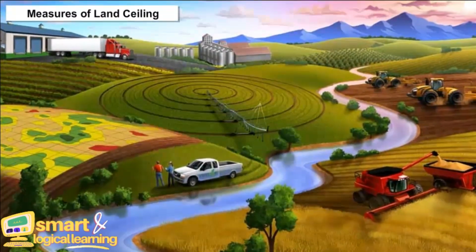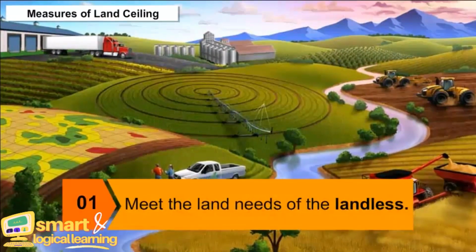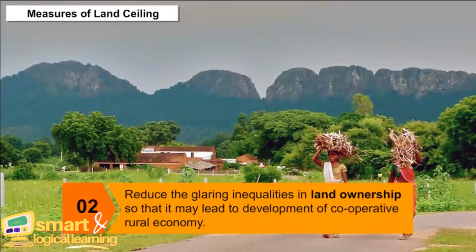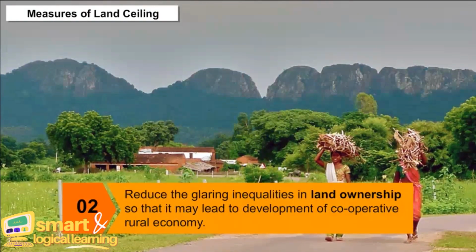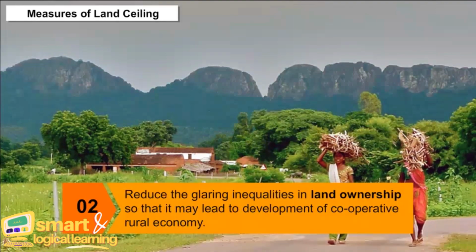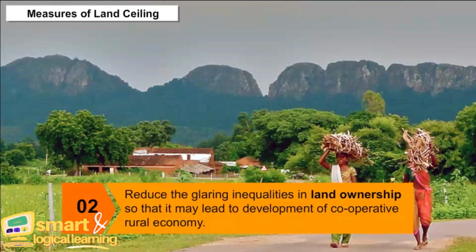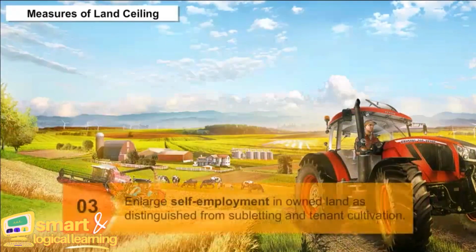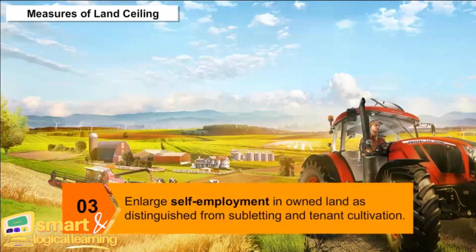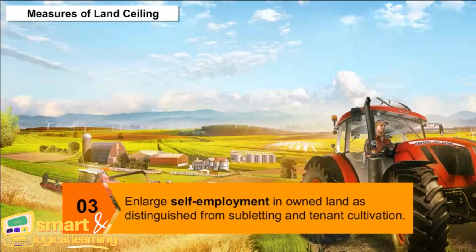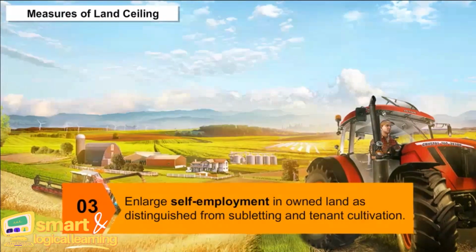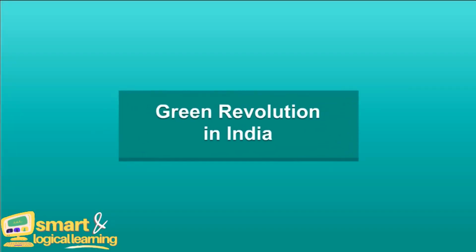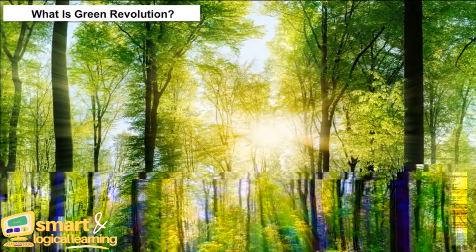The ceiling on land holdings was intended firstly to meet the land needs of the landless, secondly to reduce the glaring inequalities in land ownership so that it may lead to development of a cooperative rural economy, and thirdly to enlarge self-employment on owned land as distinguished from subletting and tenant cultivation. Green Revolution in India. What is the Green Revolution?